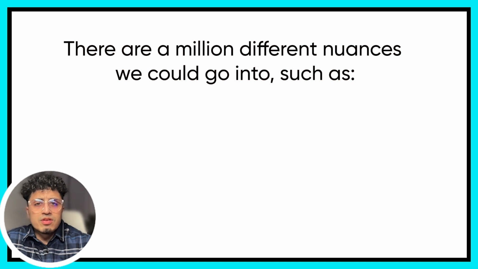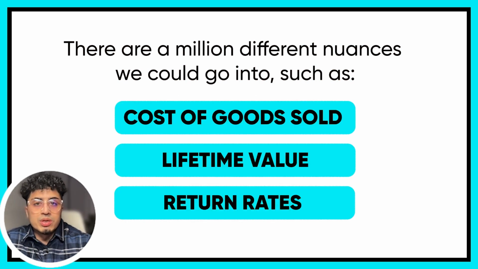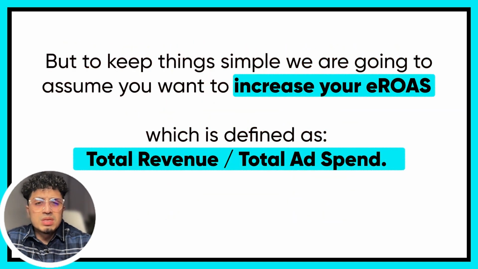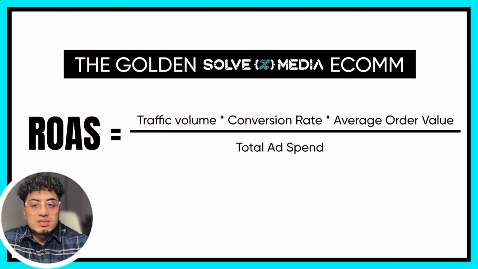There are a million different nuances we can go into, such as cost of goods sold, lifetime value, return rates, and the list goes on. But to keep things super simple today, we're going to assume that you want to increase your ROAS, which is defined as your total revenue divided by your total ad spend. The top part of the equation has a few different variables subsumed within it and can be expanded. So let's dive further using the golden SolveX equation. ROAS equals traffic volume times conversion rate times average order value divided by your total ad spend.